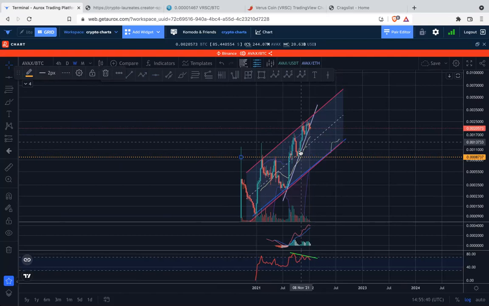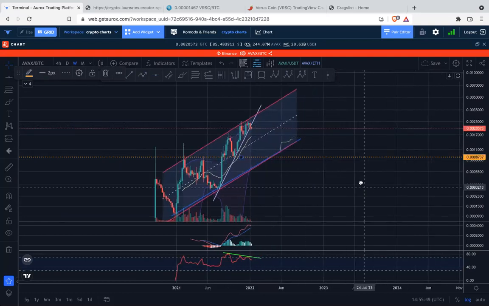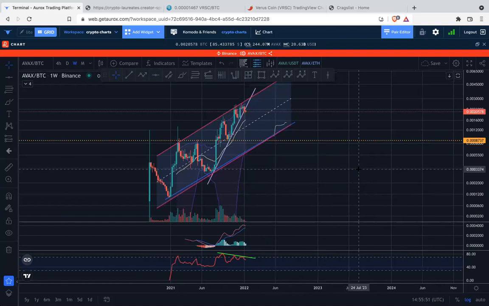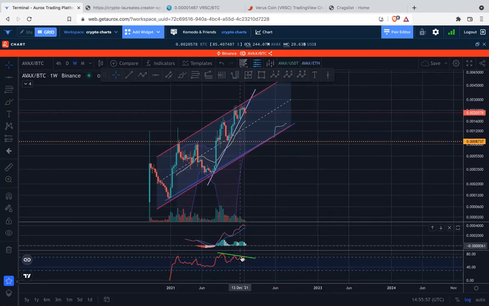But you never know. This is the beginning of the impulse move up here, so maybe it comes all the way back down to its beginning. That's possible, but that would be pretty bearish for the Avalanche chart. Having said that, it had been building this bearish type of divergence.